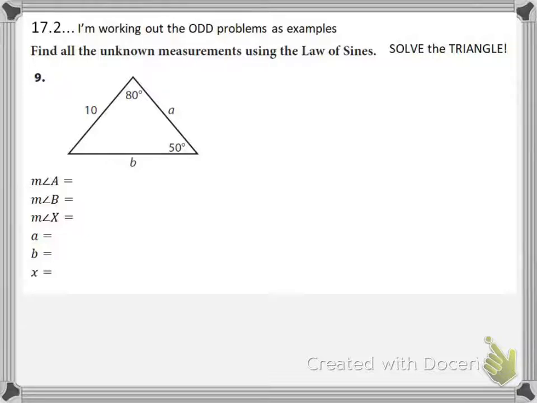These are not right triangles. That means I cannot use Pythagorean theorem. I cannot use basic sine, cosine, and tangent. I'm going to use law of sines. It says find all the unknown measurements using law of sines.